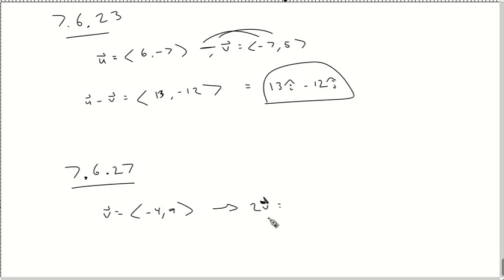Yay! They say find 2 times v. So guess what? You put a 2 in the front of your vector. Guess what you do with that 2? You distribute it. Yes! And you're done. That was the end. Okay, component method, I guess. There we go. Yay! That was so cool.